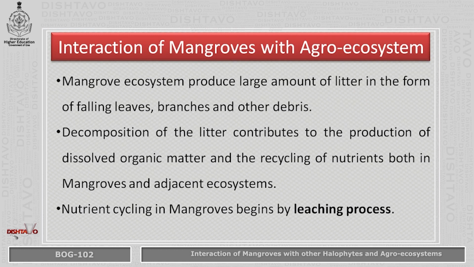Now let us learn about the interaction of mangroves with agro ecosystem. Mangrove ecosystem produces a large amount of litter in the form of falling leaves, branches and other debris. Decomposition of this litter contributes to the production of dissolved organic matter and recycling of nutrients both in mangroves and adjacent ecosystems. Nutrient cycling in mangroves begins by leaching process.